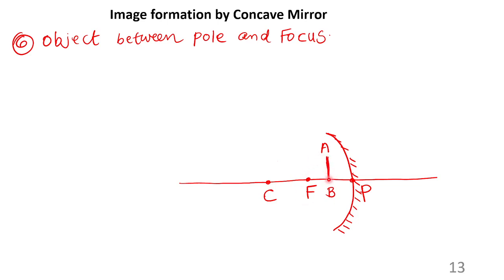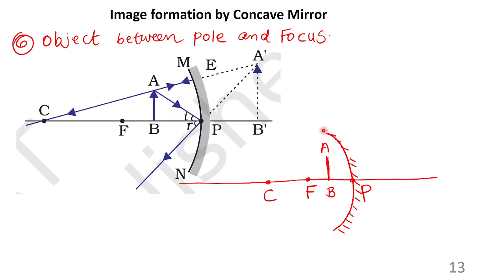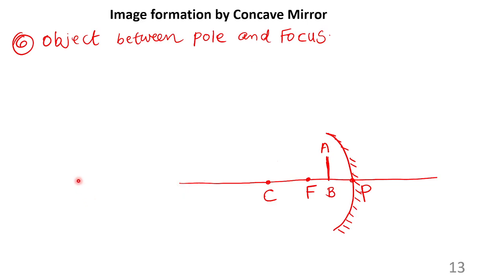We studied in the previous class that in different ways we can draw the ray diagram, but you must draw the same diagram given in the textbook. If you draw any other kind of diagram, you will not get mark. Actually, in different ways you can draw the diagram. You will be getting the same image, but whatever is given in the textbook, that diagram you have to draw.